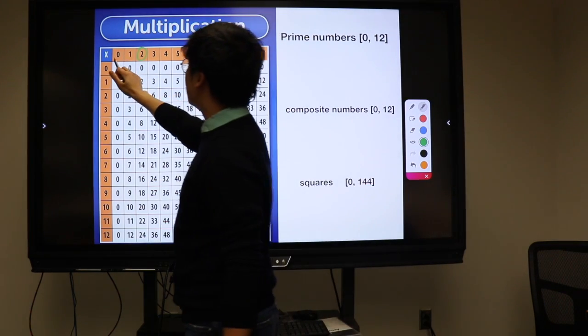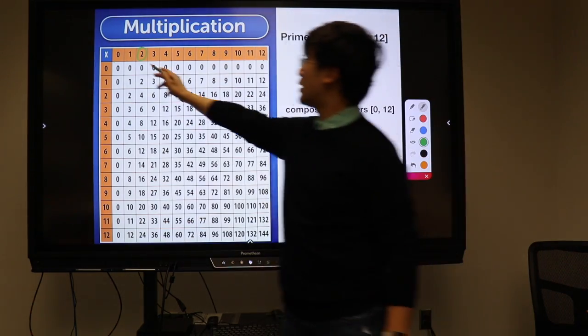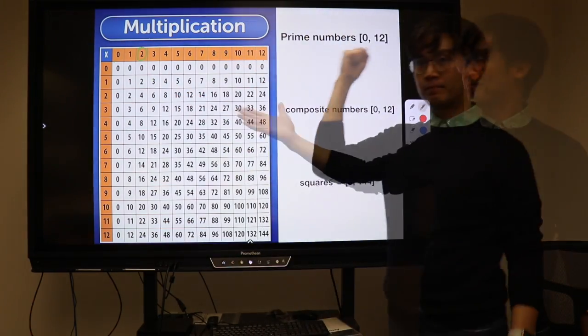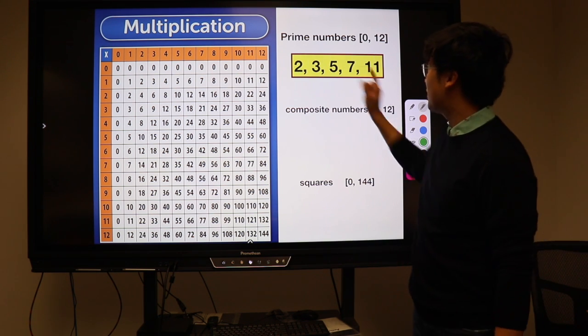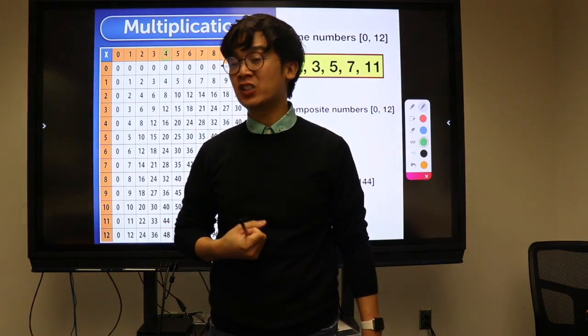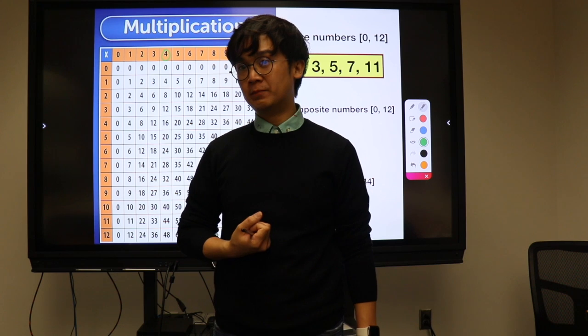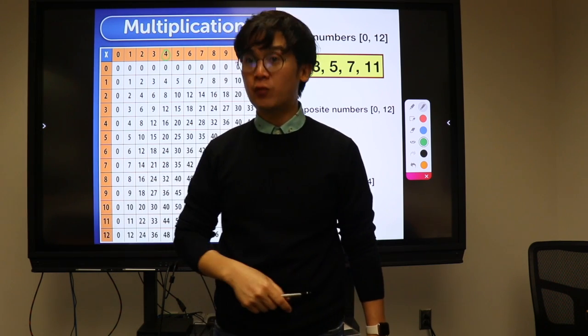So, between 0 and 12, can you please list down the prime numbers between 0 and 12? So, the list of prime numbers from 0 to 12 will just be 2, 3, 5, 7, and 11. And again, the numbers that can divide 4 is not just 4. What else can divide 4? 2. So there are more numbers that can divide 4.